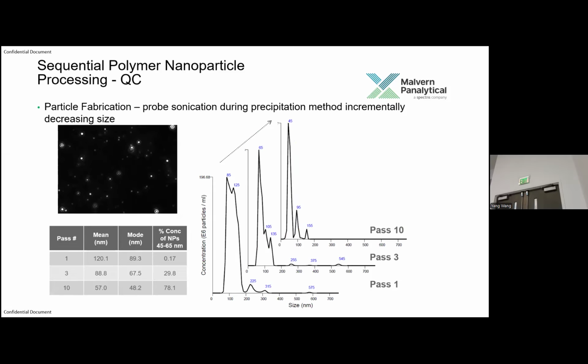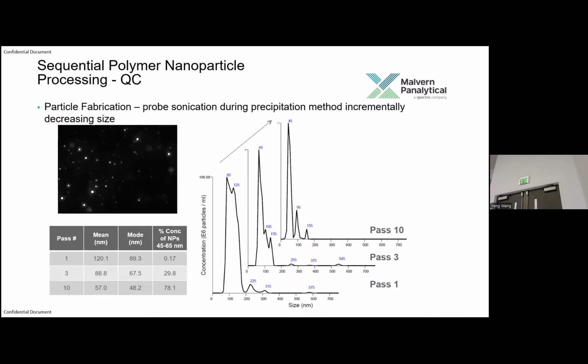So this was a group that was making polymer-based nanoparticles, and they were probe sonicating them. Their target range for their process was to get particles between 45 and 65 nanometers. Their pass is what they're calling every pulsing for their sonication. So first pass, very minimal percentages were in their target range, only 0.17%.